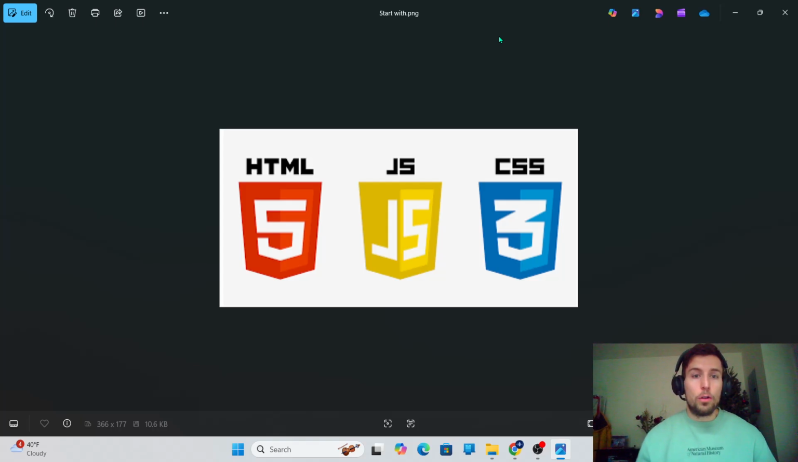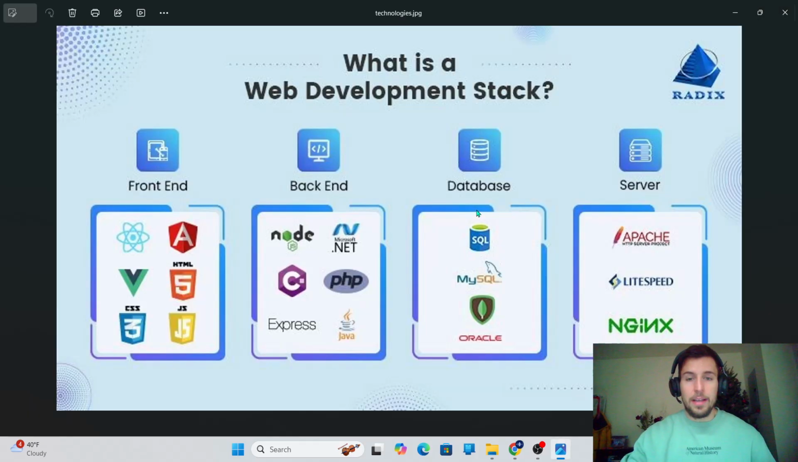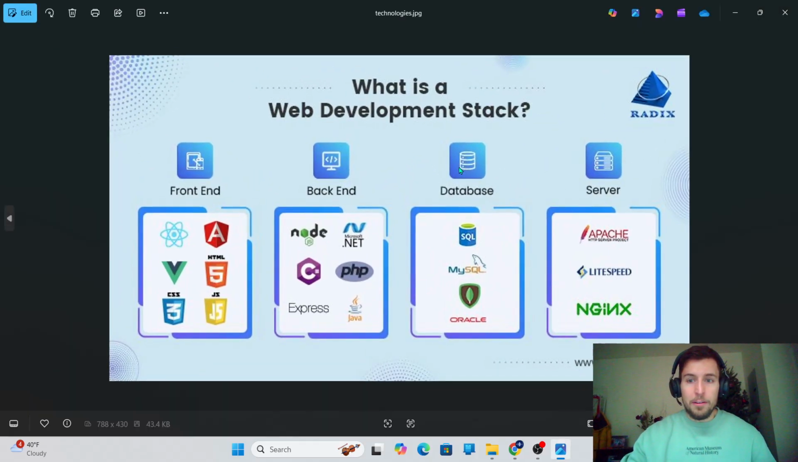Yes, and without knowing these technologies, you will not be able to make any product. No web page, no web application, nothing. Then we can come and review the four main categories of technologies that are needed for web development.